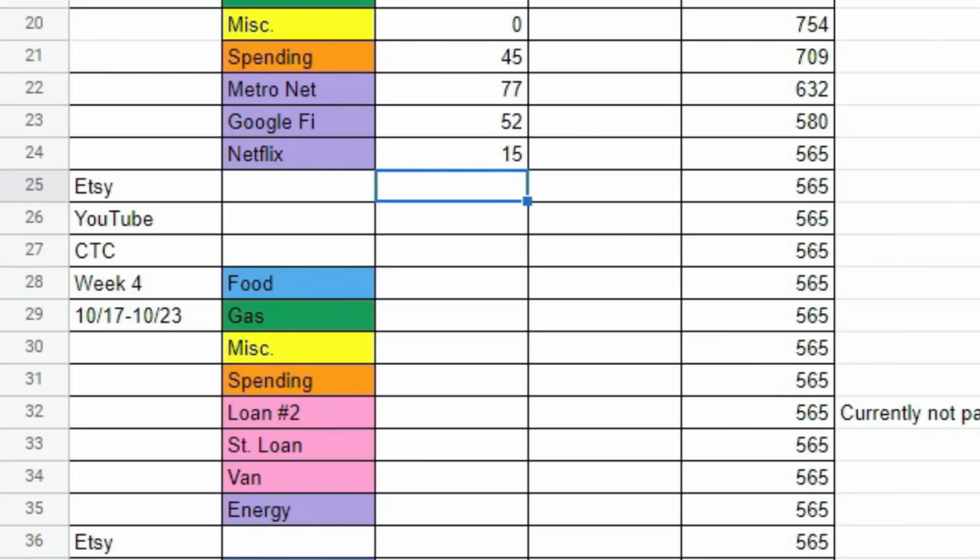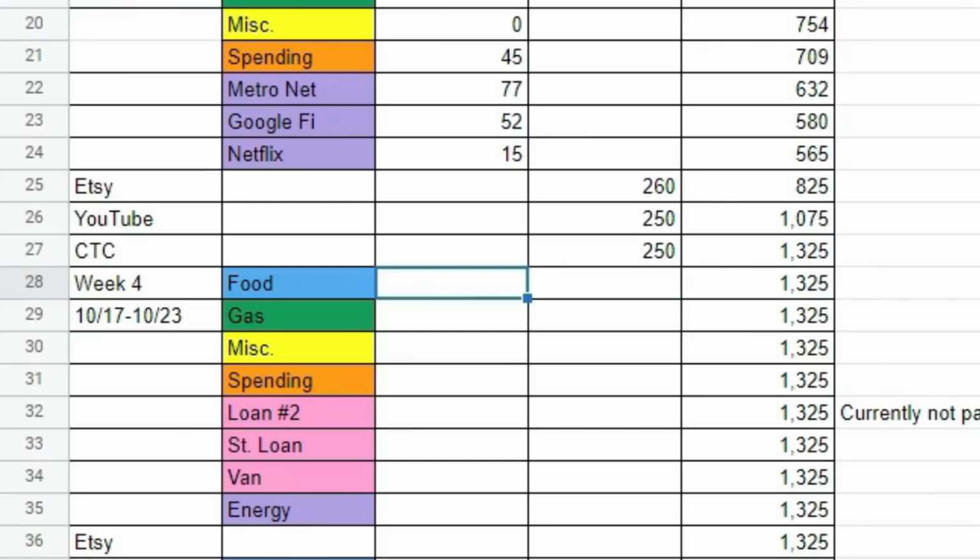So moving on to our income, we have $260 for Etsy. For YouTube, we have been averaging $250, so I'm just going to put that in. It is variable, unfortunately, but that has been a pretty solid average. And then our child tax credit is $250.